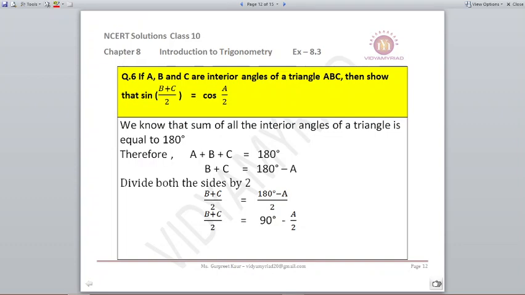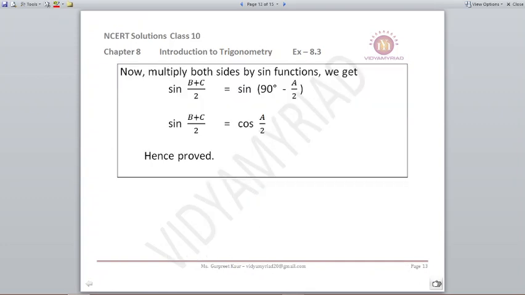Now we need 90 degrees to relate our answer. So what we will do is divide both the sides by 2. So left hand side we get (B plus C) upon 2 and right hand side we get (90 minus A) upon 2. Now let us take sine on both the sides. So left hand side will become sin ((B plus C) upon 2) and right hand side will become sin ((90 minus A) upon 2). And what is sin (90 minus theta)? That is cos theta. So I can write it cos (A upon 2) and hence we have proved that sin ((B plus C) upon 2) is equal to cos (A upon 2).